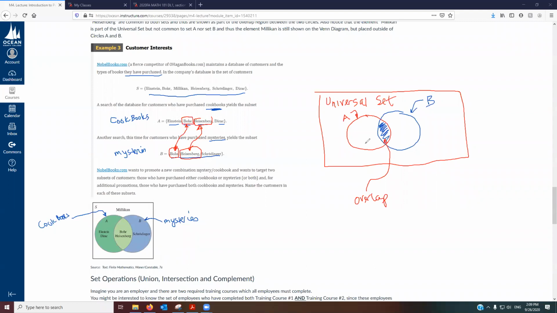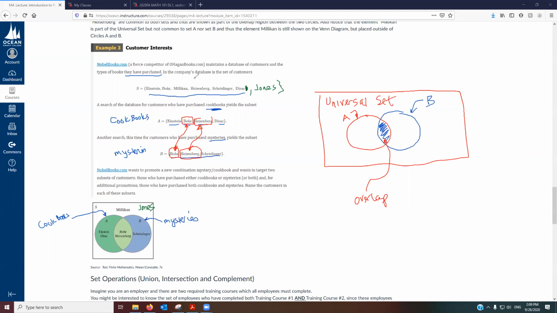Okay, so this gives me a way to visually see the relationship between different sets. Let me give you one more example here. I'm going to add a new person, Jones, into the set. It turns out Jones didn't buy a cookbook. Jones didn't buy a mystery, but he's still a customer. So I want to put Jones on this Venn diagram. I'm going to put Jones out here, still in the rectangle, but not in circle A or circle B.